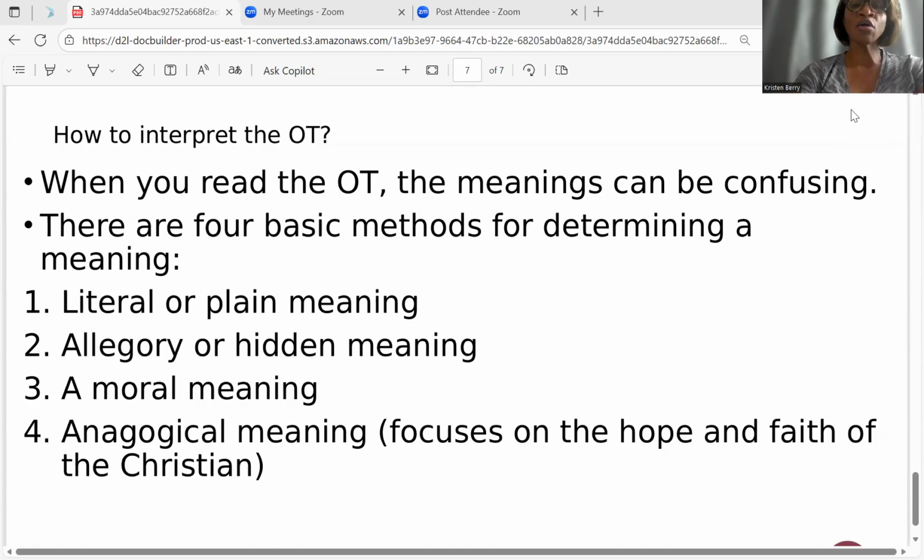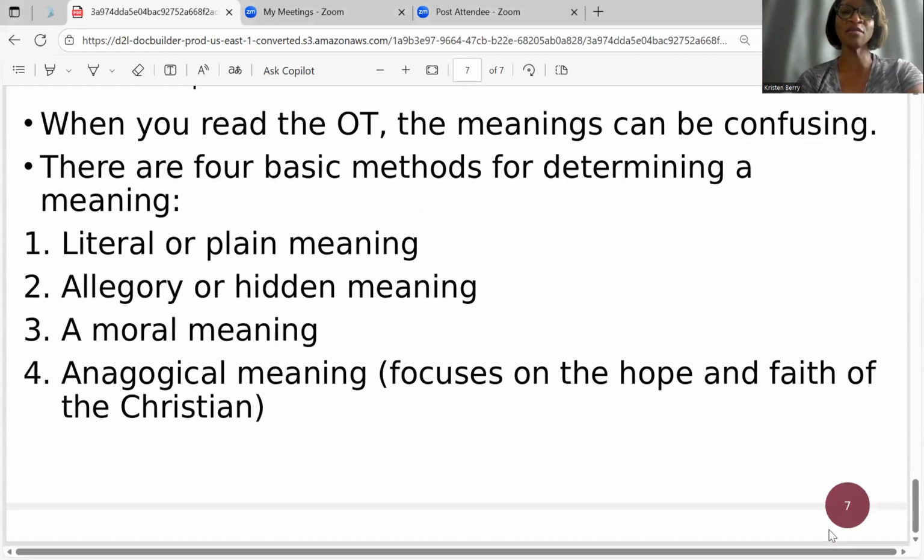And anagogical meaning, anagogical. That's a big word, isn't it? Anagogical meaning focuses on hope and faith, like belief in something else. Anagogical meaning. Okay.